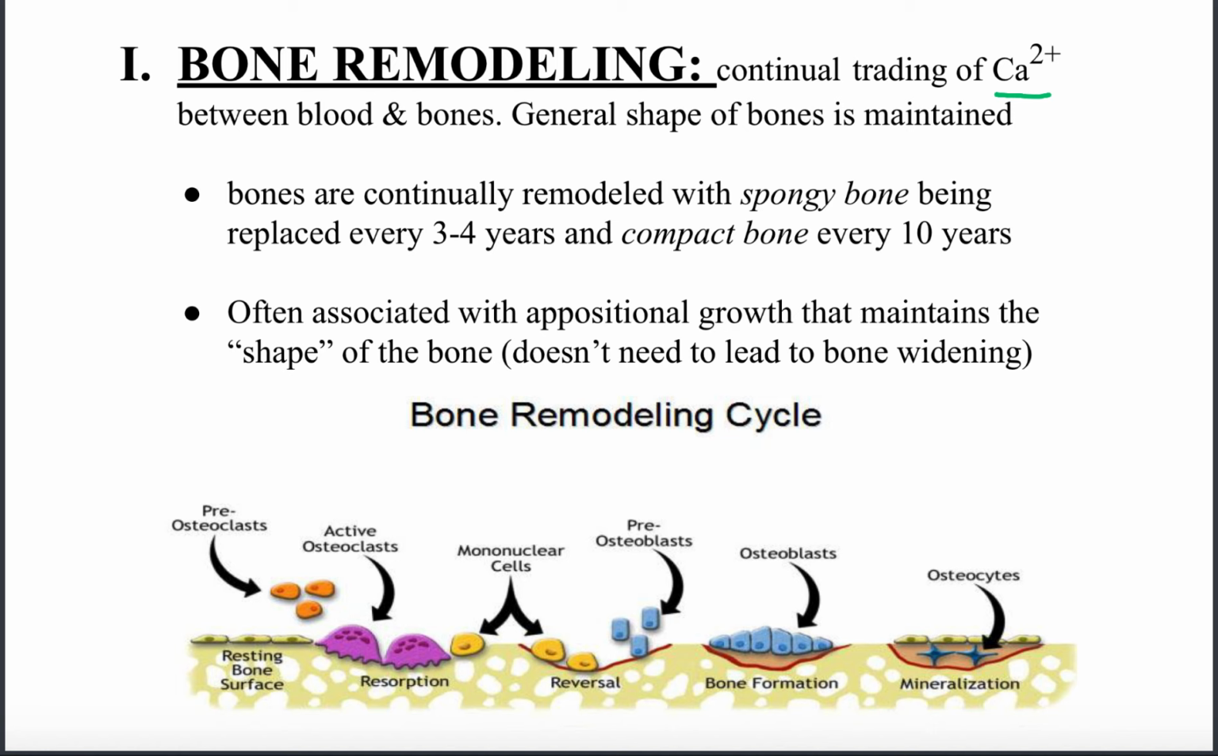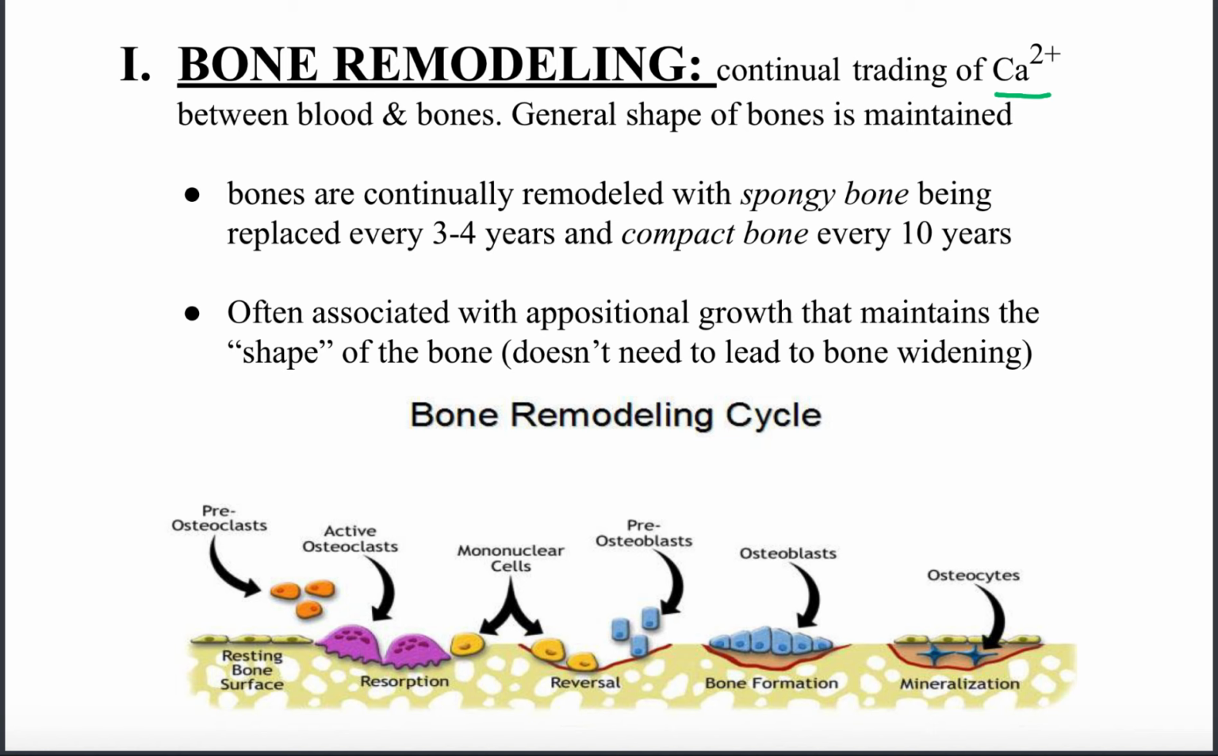Now, because you're doing bone remodeling constantly through your life, eventually all the spongy bone in any given bone is completely replaced every 3 to 4 years. And all the compact bone is completely replaced every 10 years. The process of how that works is very similar to how appositional growth works. But instead of growing your bones wider, you're really just maintaining, all right?